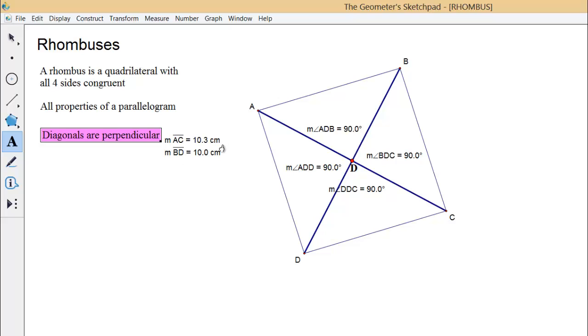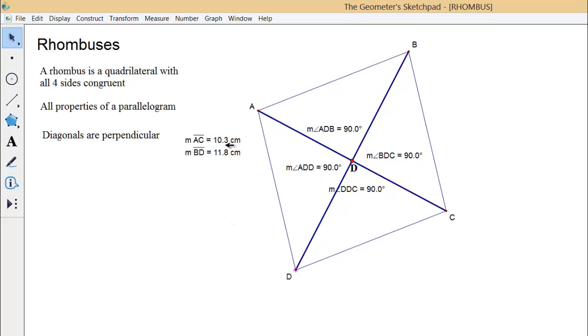Now I want to keep this information because it's important that students realize that the diagonals are not congruent in a rhombus, but they are perpendicular. They do bisect each other, and we know that from the fact that it's a parallelogram.